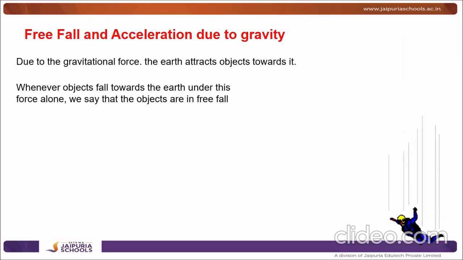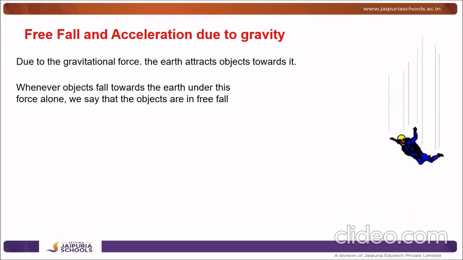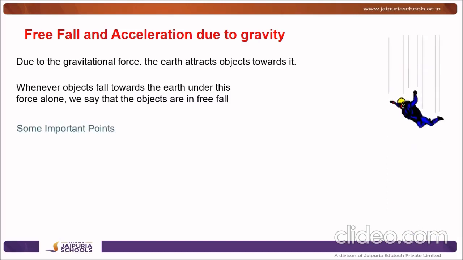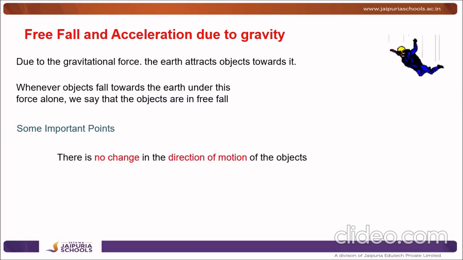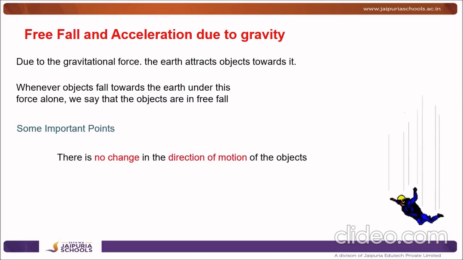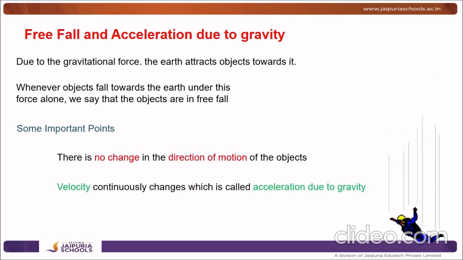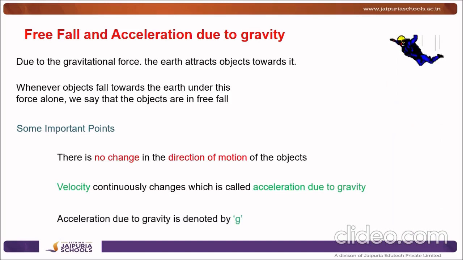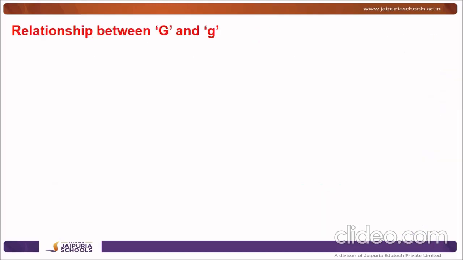In a nutshell, we can say that the motion of an object under gravity alone is called free fall. Here are some important points. The first is that there is no change in the direction of motion of the objects during free fall, but the velocity continuously changes, which is called the acceleration due to gravity. The acceleration due to gravity is denoted by small g, and the unit of small g is meter per second square.